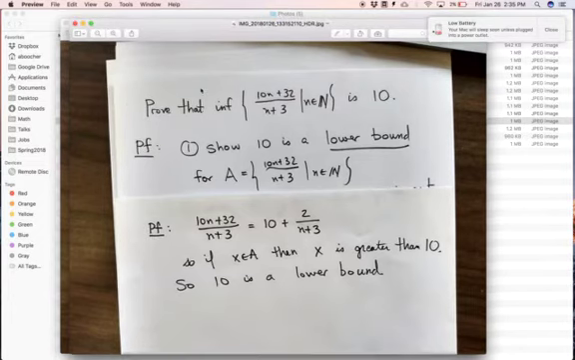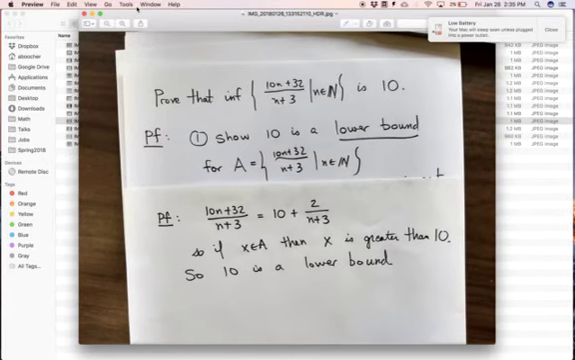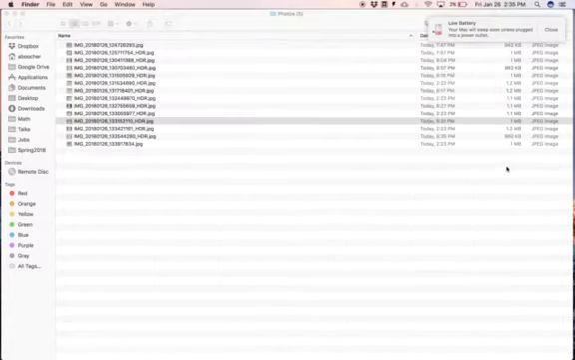So how do we do that? Let me close all these other ones quickly. The way the proof is going to go is first we just need to show that 10 is a lower bound. If we split the fraction up, we guess that it's 10 plus or minus something. We can see that if we put a 2 there, then everything would work out. So if x is in A, then x has to be greater than 10, because every element in A is going to be 10 plus something.